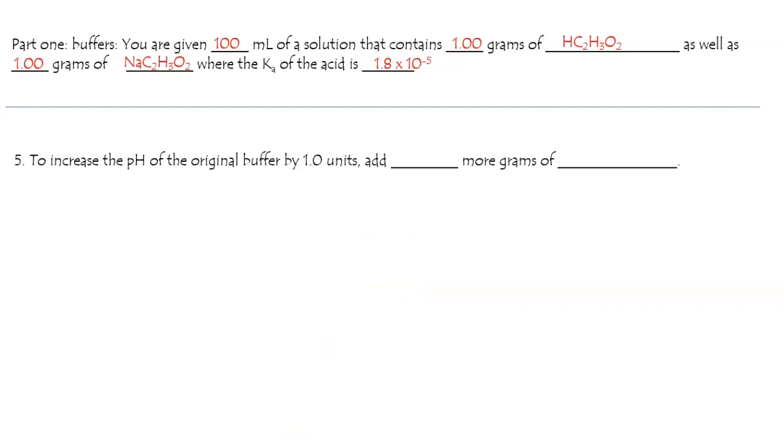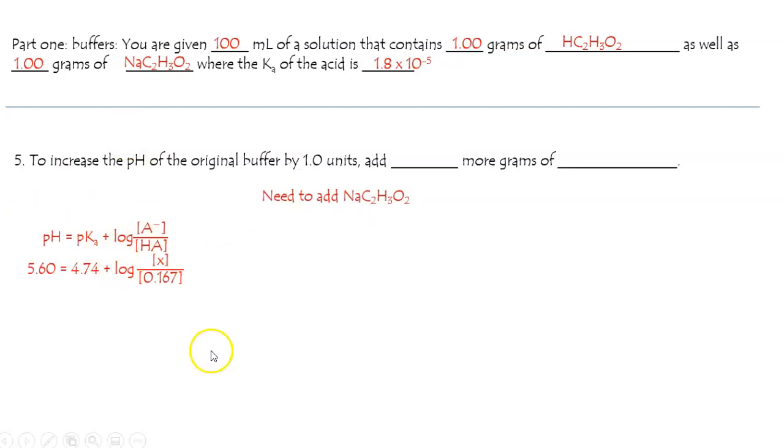Question number 5. Let's bring up the pH by 1 unit. How could we do that? Well, to bring it up, we better add some base. The base that's present is the acetate right there. So, let's plug into the Henderson-Hasselbalch equation, leaving only the concentration of the acetate as the unknown. There's our pKa for acetic acid. This is the concentration of the acetic acid that we determined before.